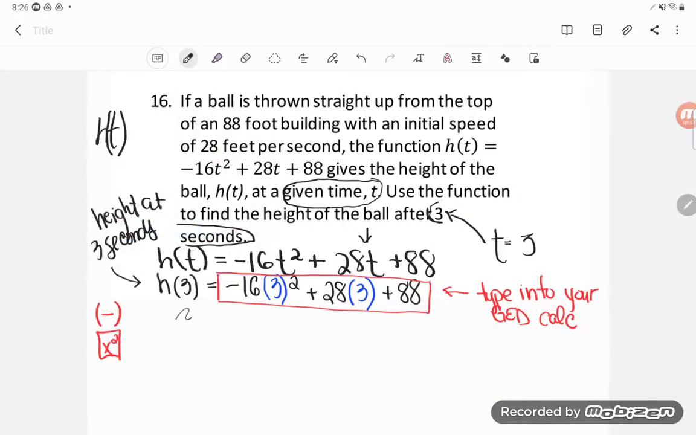What I find here is that the height of the ball after 3 seconds in the air, that's again what h of 3 means. It doesn't mean h times 3. It means the height of the ball after 3 seconds in the air is going to be equal to... And what does it say? It's an 88-foot building, 28 feet per second. So that must be 28.